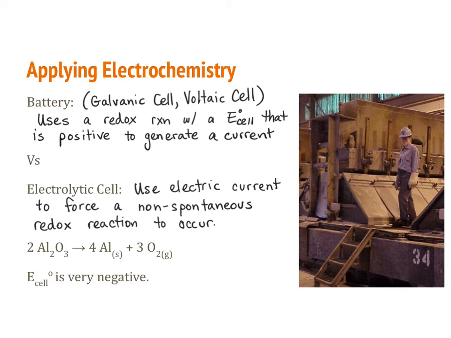So if I tell you something is a galvanic cell or a voltaic cell, I'm telling you E cell is positive. If, on the other hand, we're talking about an electrolytic cell, where we're using electric current to drive the reaction, that means the cell potential, E cell, is going to be negative. One of my personal favorite reactions is this one here. This is aluminum oxide, or alumina, being broken down into pure aluminum metal and oxygen. This is not a spontaneous reaction, it has a negative E cell.